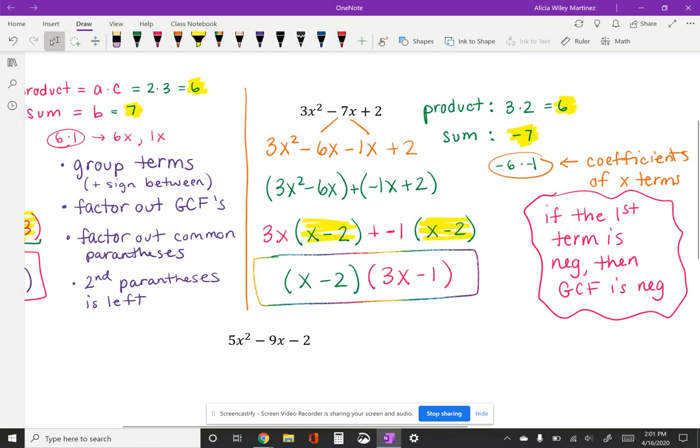You can also check your answer really easily. Remember, the first terms should multiply together to give you the first term. The last terms should multiply to give you the last term. The way you should get the -7x is by checking this and this added together. So this product is -6x, this product is -1x, and you can see that I definitely get the -7x in the middle. You do not have to check it, but you definitely can. Okay?